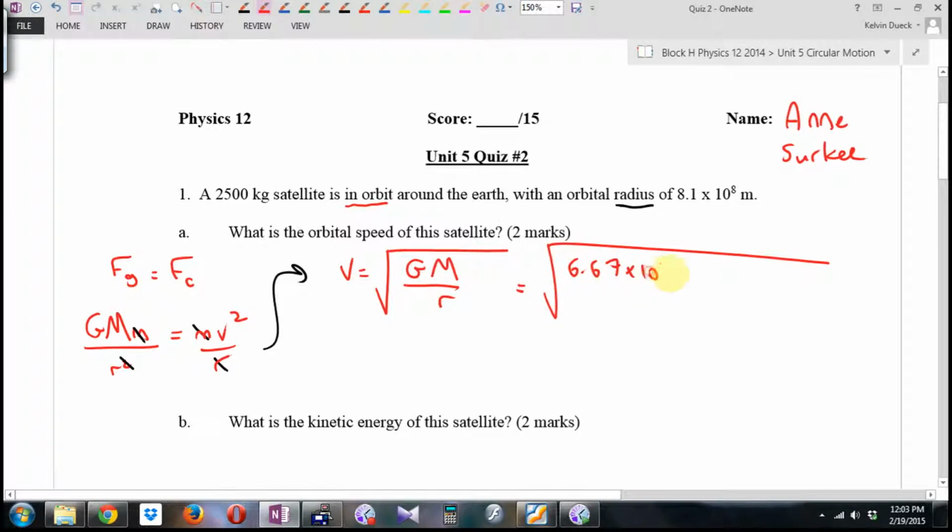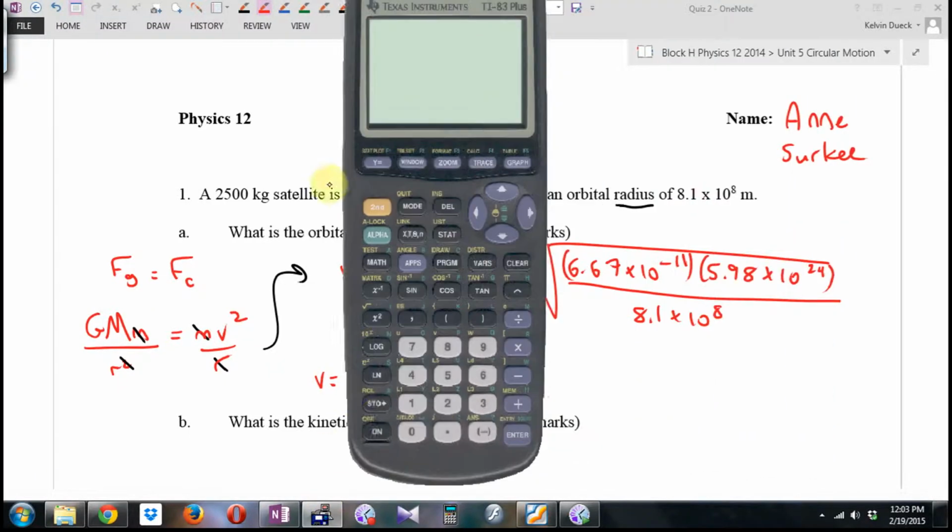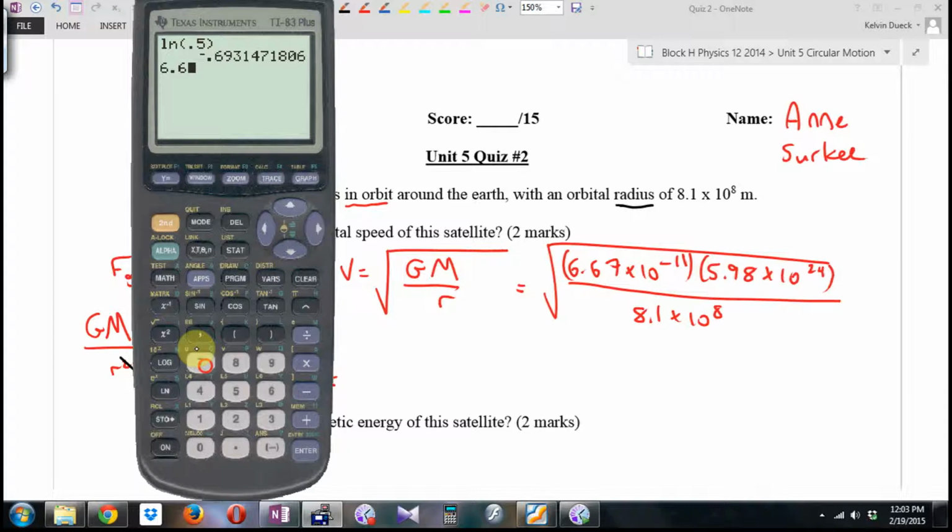6.67 times 10 to the negative 11, 5.98 times 10 to the 24th. What's my orbital radius? 8.1 times 10 to the 8th, squared. No, one of the r's canceled here. Orbital speed is going to end up being 6.67 times 10 to the negative 11, 5.98 times 10 to the 24th, divided by 8.1 times 10 to the 8th. Is that right? Square root.